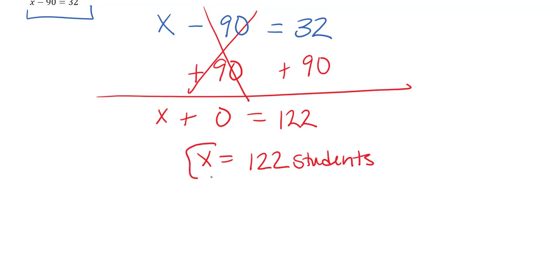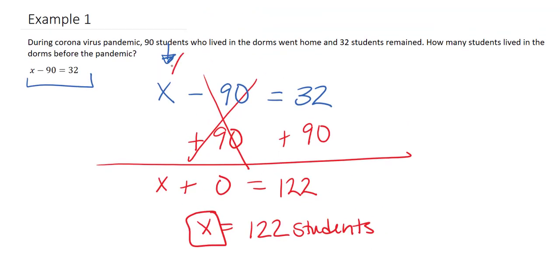So the number of students then would be 122 students. We found what x is, right? So if we go back, we put 122 in there, we subtract 90, we would get 32. So that value has to be 122 in order for this to be a true statement. So let's look at another example.